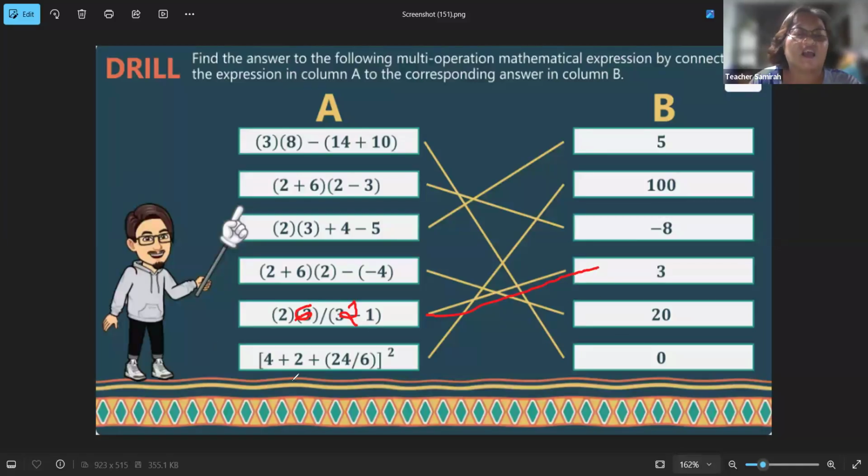Okay, next. Okay, look at this. We are going to have this one first. Okay, 24 divided by 6. What is that?